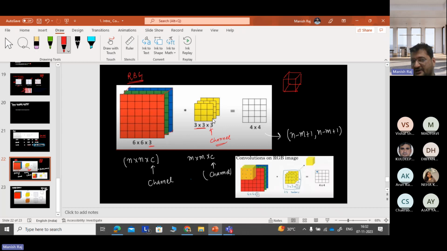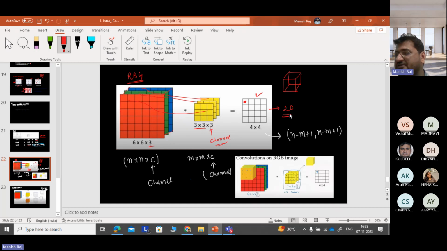So you will use three channels, and you will put this one here, this one here, and this channel will come with this blue one. Again you will multiply and you will add. So only one value will come at this position. Whenever you multiply across the channels, the last output will be your 2D image.